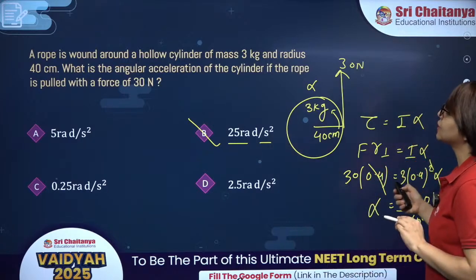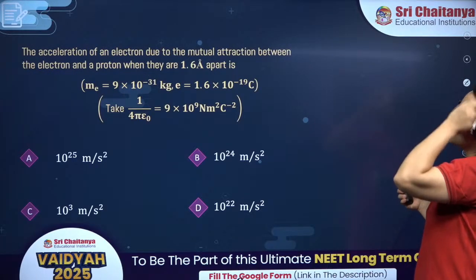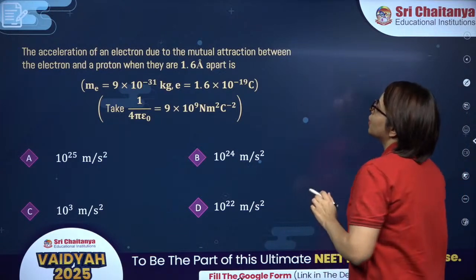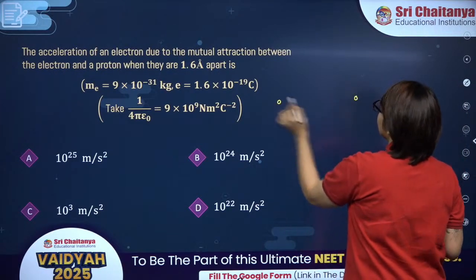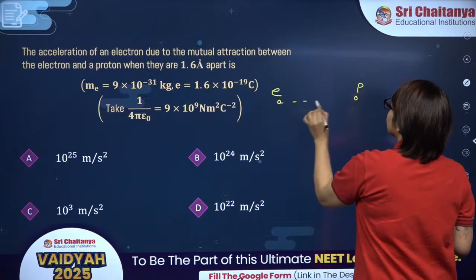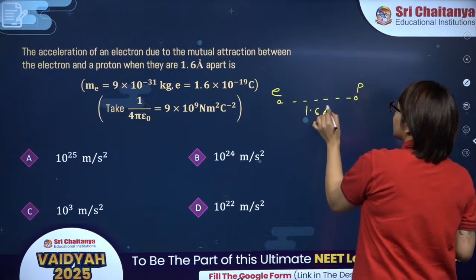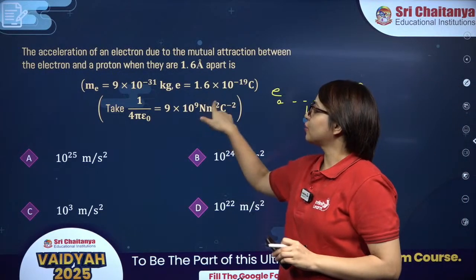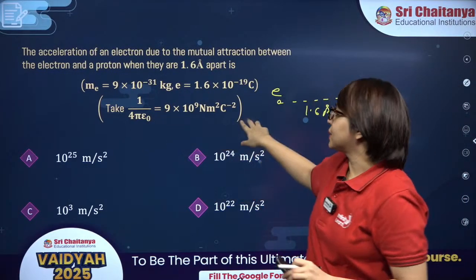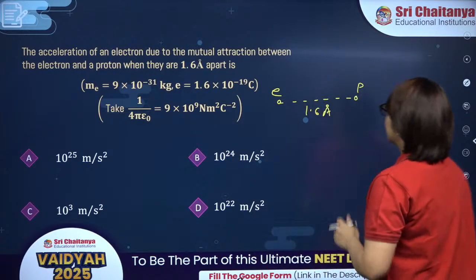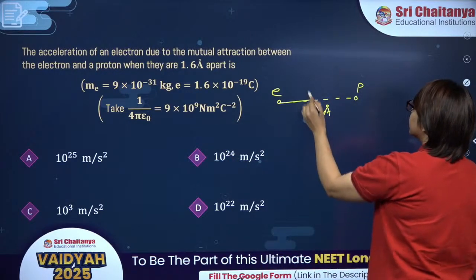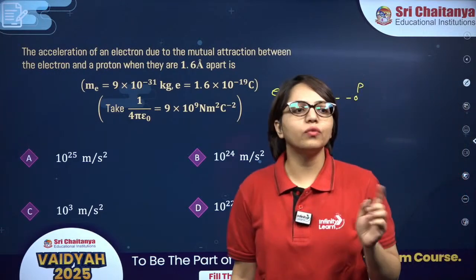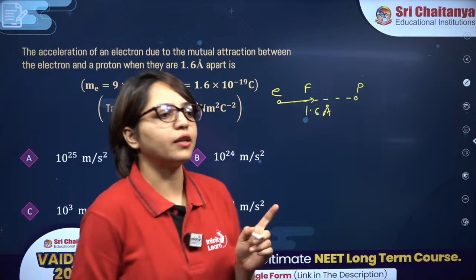Chaliye, let's move on to the next one. The acceleration of an electron due to the mutual attraction between the electron and a proton when they are 1.6 angstrom apart is. The separation between electron and proton is 1.6 angstrom over here. Mass of electron is given, charge on electron is given, and 1 upon 4 pi epsilon naught value is given. So this electron will be attracted towards the proton by the force 1 upon 4 pi epsilon naught q1 q2 divided by r square. Yes, well done beta.